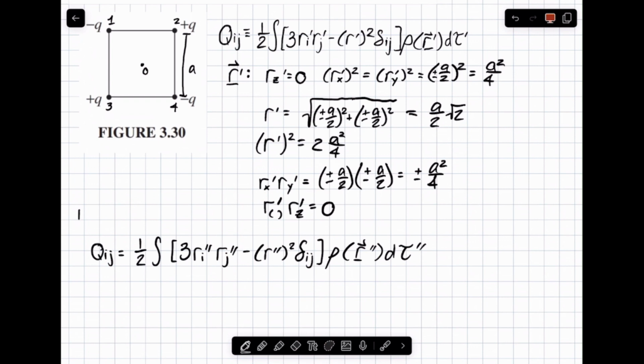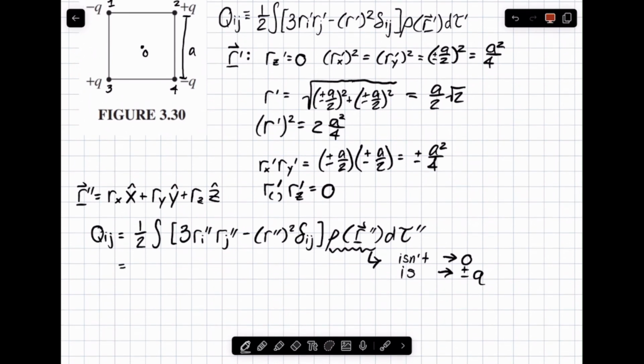Essentially, this double prime vector that I've defined is just a much more general expression for our source, where it spans all space. And this rho value, where we're looking where the point charge isn't, is going to go to 0. And where it is, it's going to be plus or minus q, depending on what point charge we're looking at. The way we represent this mathematically is with the Dirac delta function. So remember, we're integrating over all space.